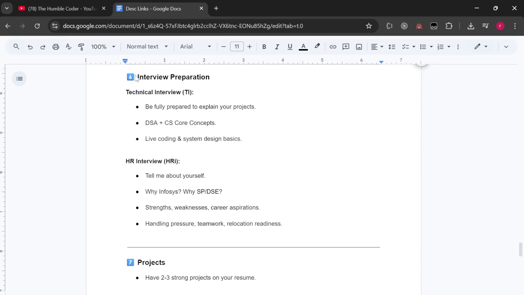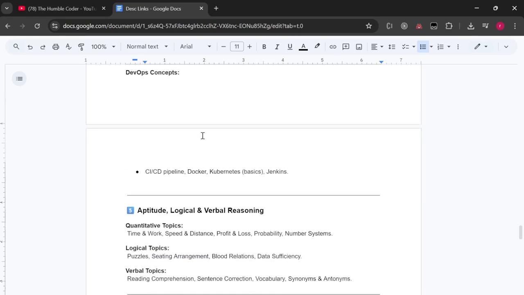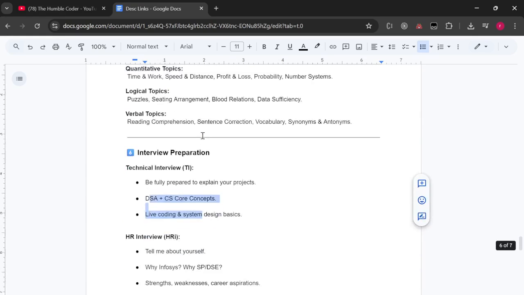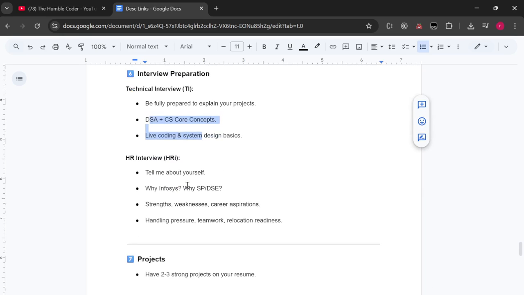Now talking about interview preparation, because once you complete your online assessment, the next round will be your interviews, which will basically be your final round. In the technical interview, be fully prepared to explain your projects. That is the most important part. Then DSE plus course CS core concepts, whatever CS concepts we have discussed just before in this section, you should be aware of those. Then live coding and system design basics.